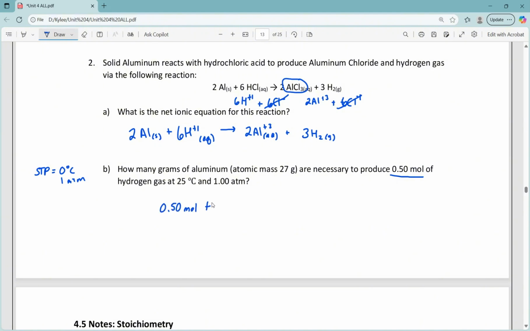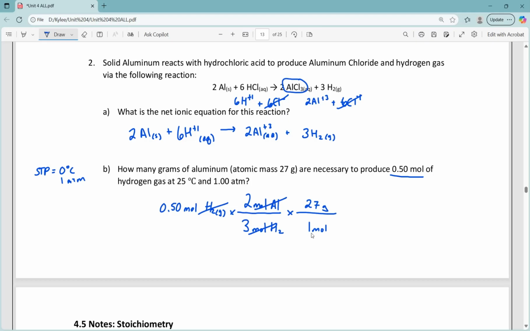0.5 moles of H2 gas. I can go to my mole ratio. The coefficient on the hydrogen gas was 3, so it's 3 moles of hydrogen gas to 2 moles of aluminum solid. Hydrogen gas cancels, and so it is looking very similar to what we did last time. And then they want me to take it one step further, and they want me to calculate how many grams are necessary. And they give us the mass of aluminum rounded.